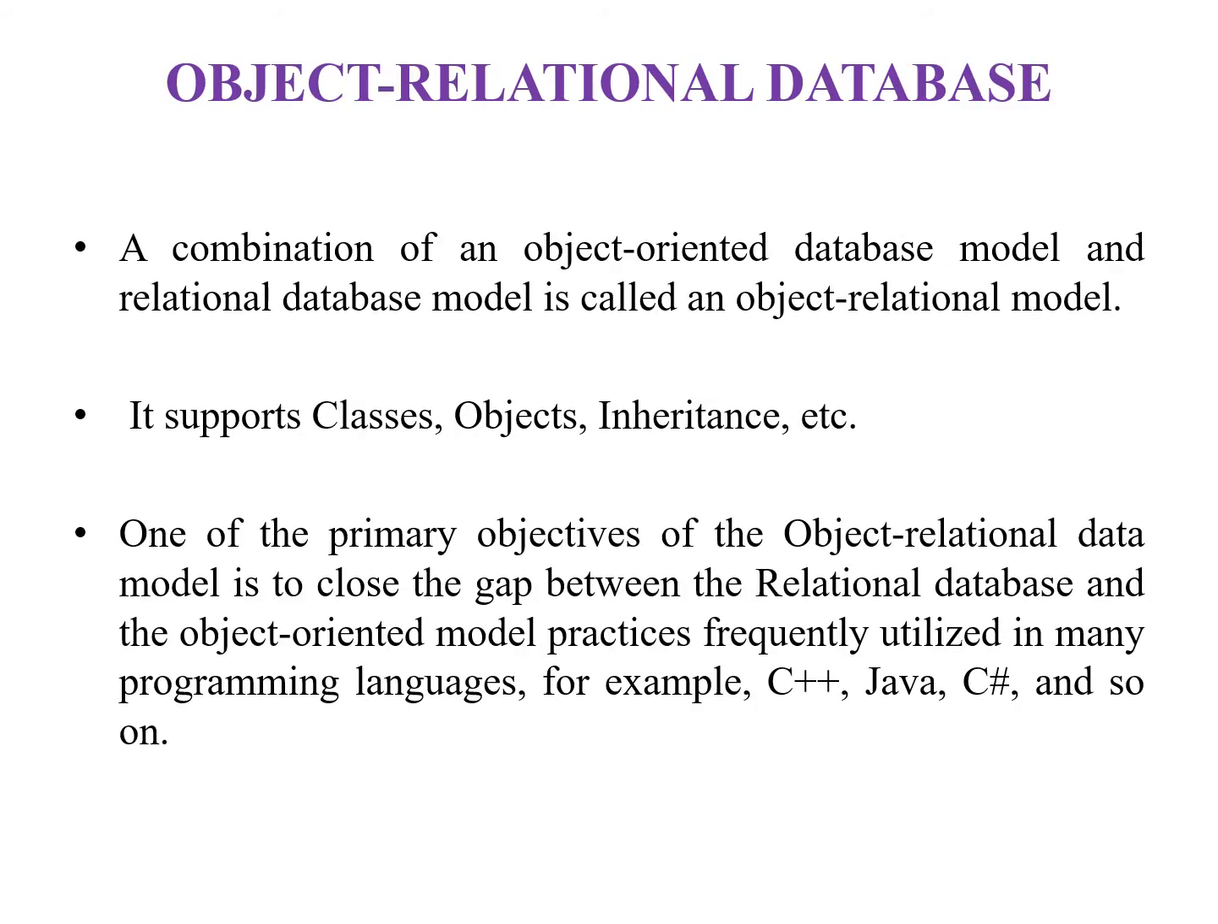The next slide is object relational database. It is a combination of the object oriented database model and the relational database model. So both models derive from objects and data also. It supports classes, objects, inheritance, and the primary objectives. We can use programming languages like C, C++, Java, C#. So such languages can also be used for the relational database with particular data.